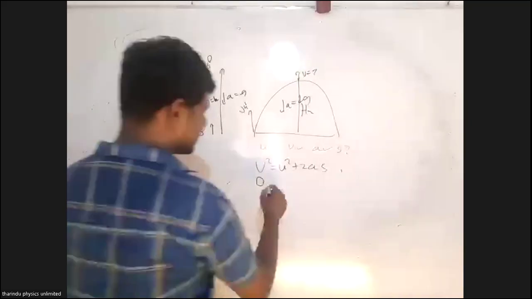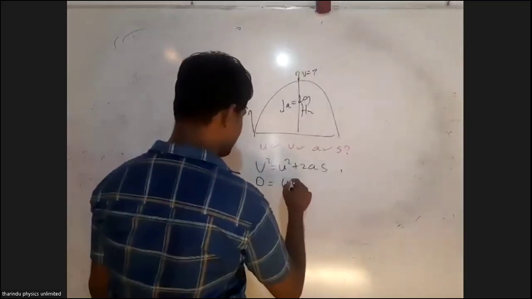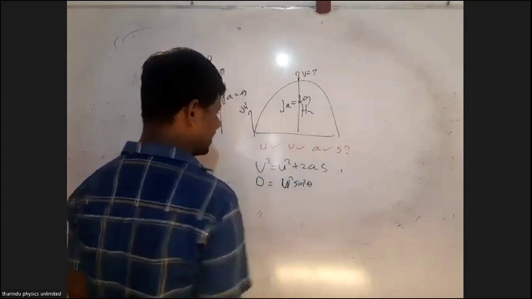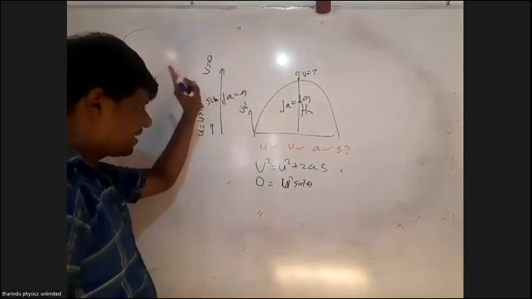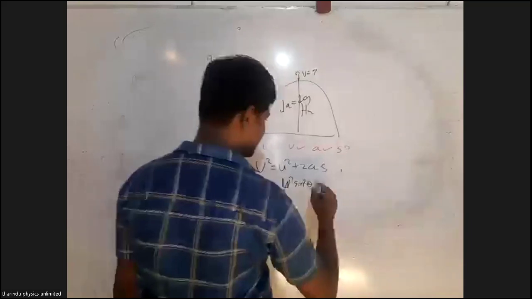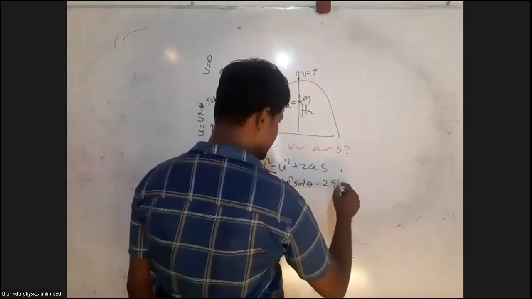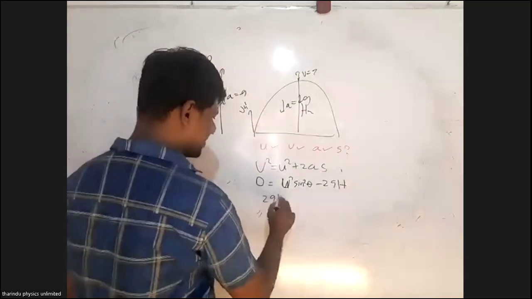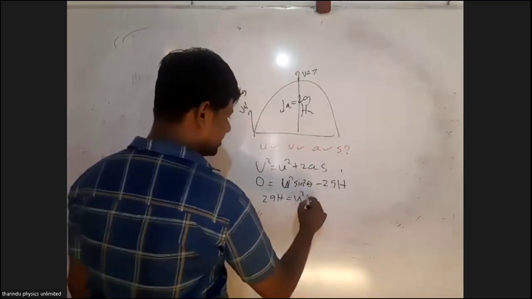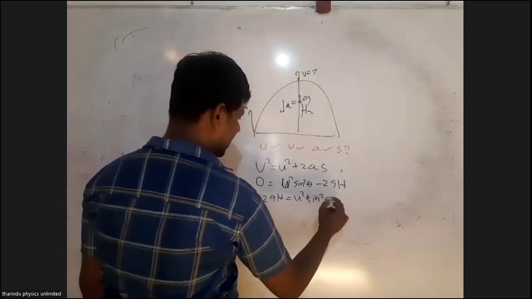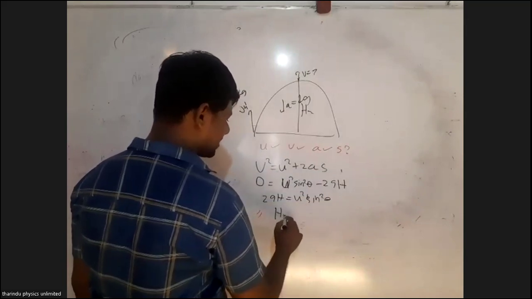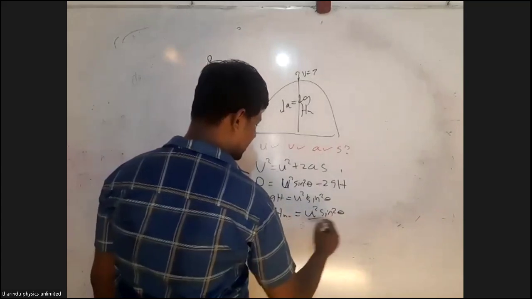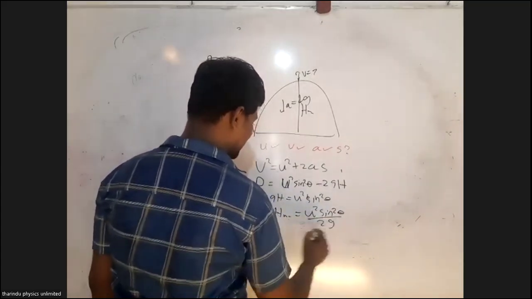So U is V sin theta, and when I square it, V square sin square theta, minus 2GH. So when you get it to here, 2G H equals V square sin square theta. So H max is equal to V square sin square theta divided by 2G.